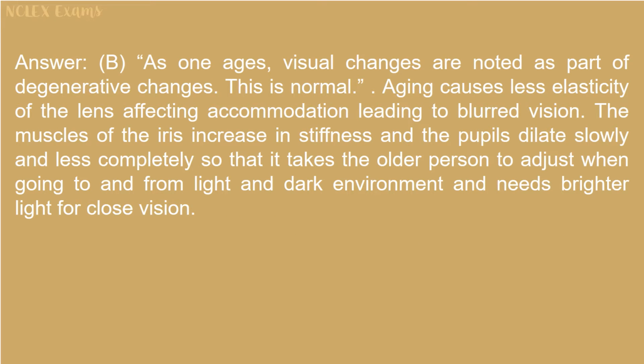Answer: B. As one ages, visual changes are noted as part of degenerative changes. This is normal. Aging causes less elasticity of the lens, affecting accommodation, leading to blurred vision. The muscles of the iris increase in stiffness and the pupils dilate slowly and less completely, so that it takes the older person longer to adjust when going to and from light and dark environment and needs brighter light for close vision.